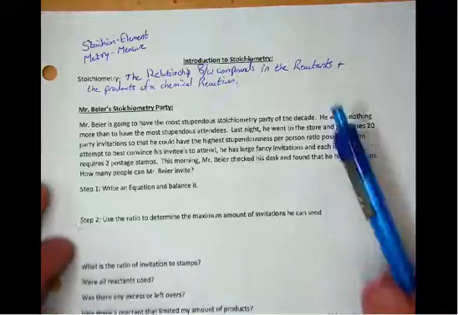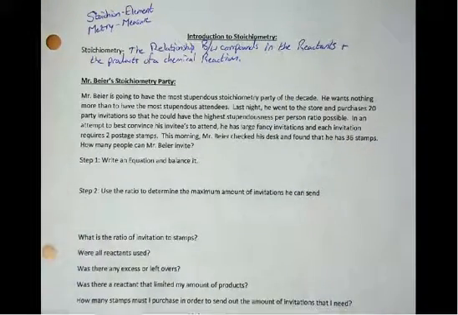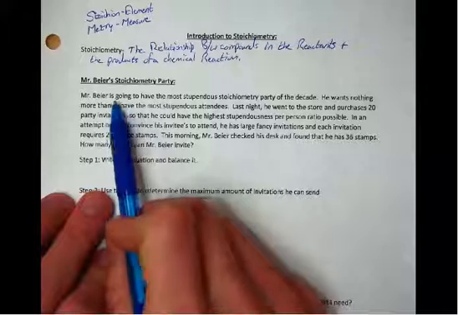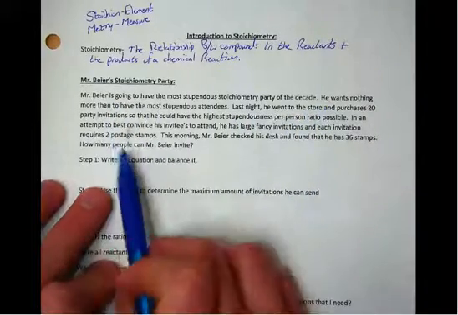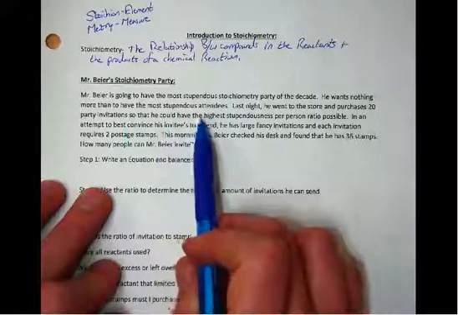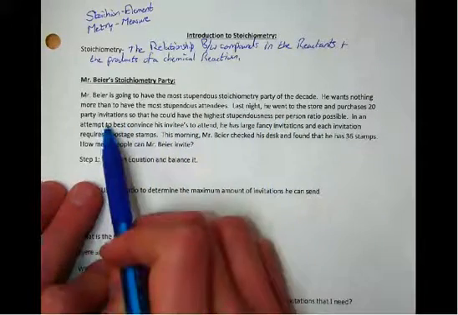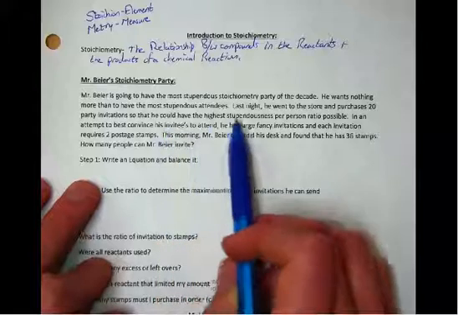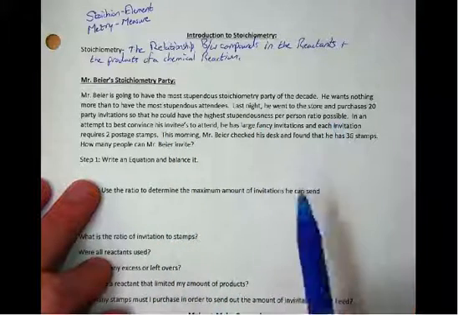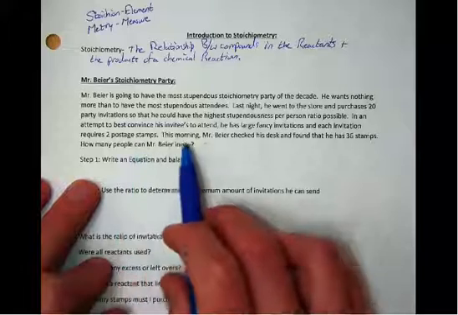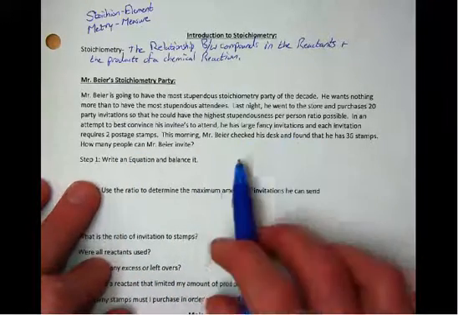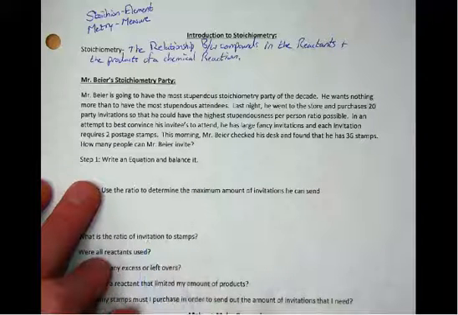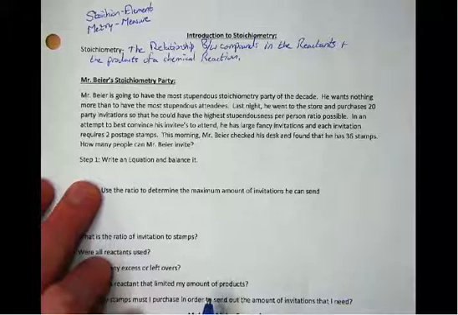So again, in our real-world full-scale problem, we have Mr. Byer's stoichiometry party. Mr. Byer is going to have the most stupendous stoichiometry party of the decade. He wants nothing more than to have the most stupendous attendees. Last night, he went to the store to purchase 20 party invitations so that he could have the highest stupendousness per person ratio possible. In an attempt to best convince his invitees to attend, he has purchased large, fancy invitations, and each invitation requires 2 postage stamps. This morning, Mr. Byer checked his desk and realized that he has 36 stamps. How many people can Mr. Byer invite?